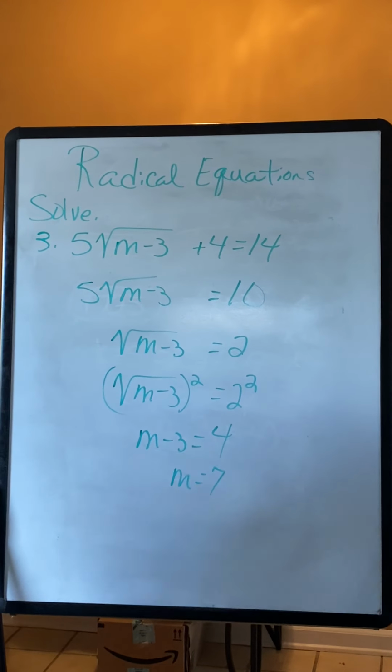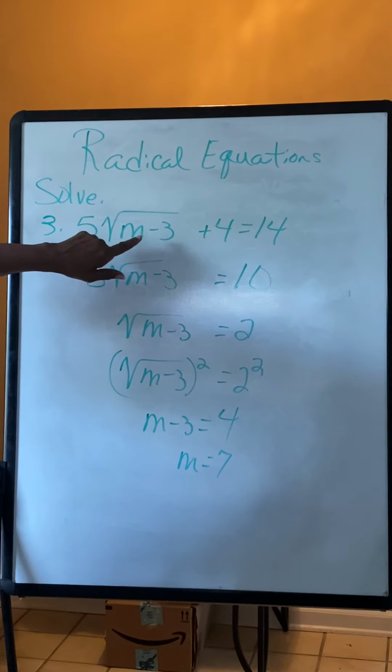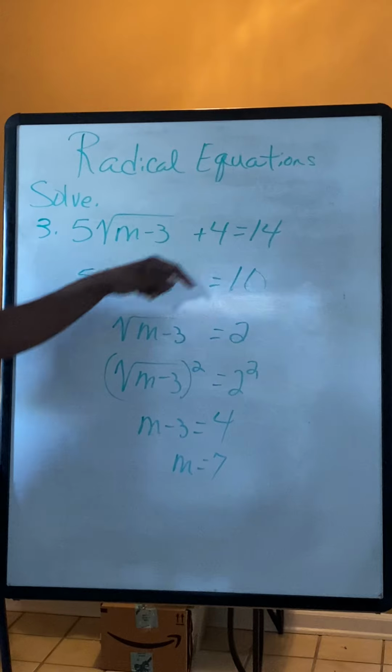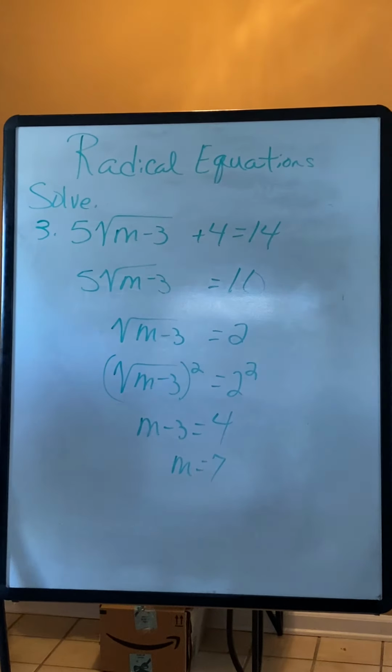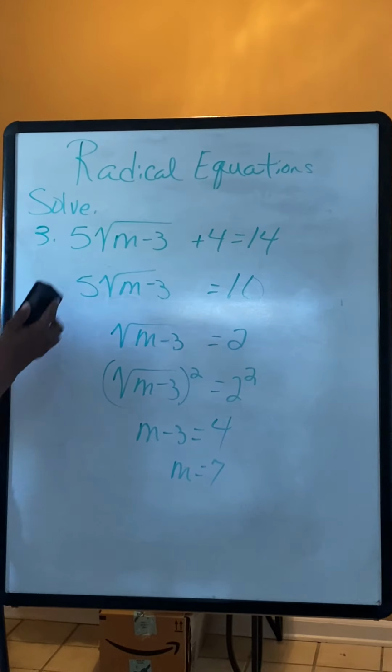And again, let's check right quick. 7 minus 3 gives me 4. The square root of 4 is 2. 5 times 2 is 10, and 10 plus 4 gives me 14. So that m equals 7. 7 is my solution for the problem.